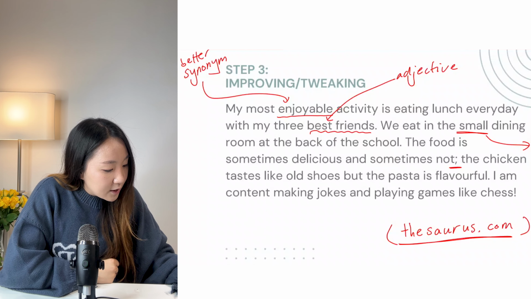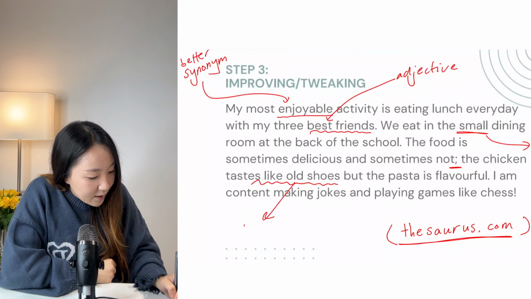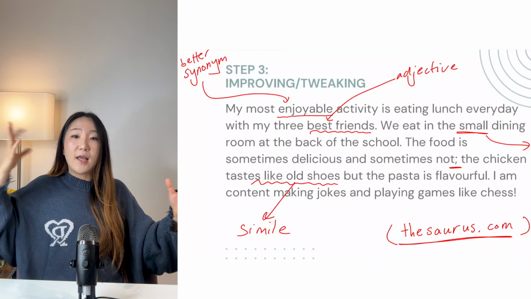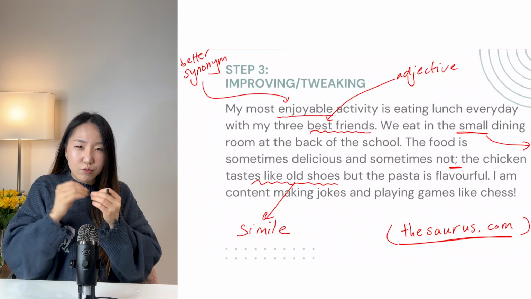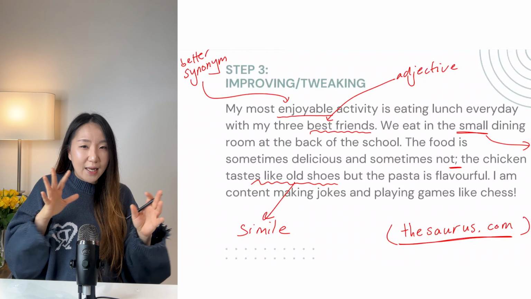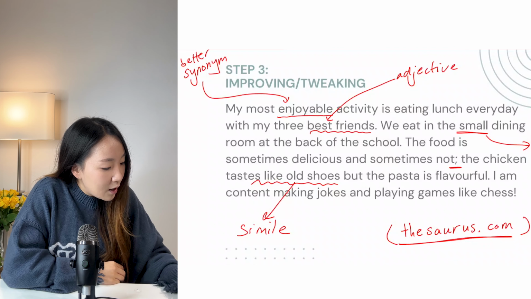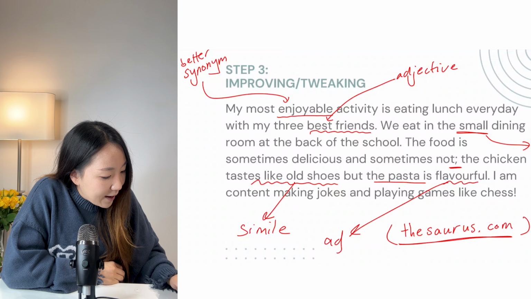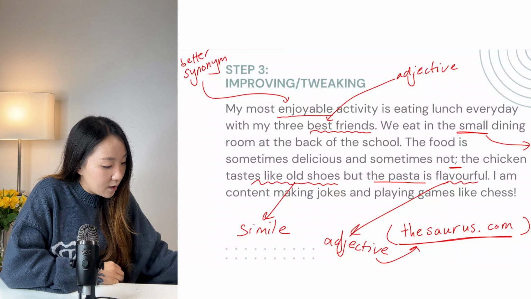Let's carry on. The chicken tastes like old shoes. That's our simile. Instead of just the chicken tastes bad, that's okay, we understand. But the chicken tastes like old shoes. Oh, it's very dry, it's rubbery, it's not tasty at all. This is what we use a simile for. But the pasta is flavorful. We've got another better adjective that I found from thesaurus.com to improve it, make it more exciting.